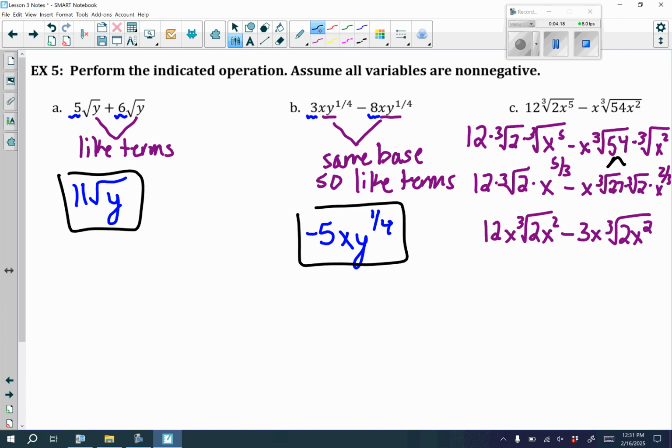Now notice here that the bases are exactly the same, or what's underneath the radical is exactly the same. That means we can combine the coefficients. Our coefficients are 12x and minus 3x. When we do 12x minus 3x, that should give us 9x. And remember our base, which is the cube root of 2x squared, we must write that again, and that'll be our final answer.